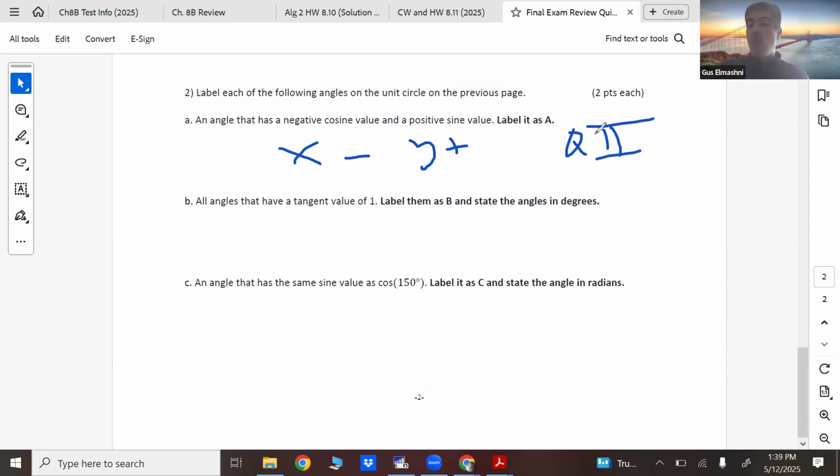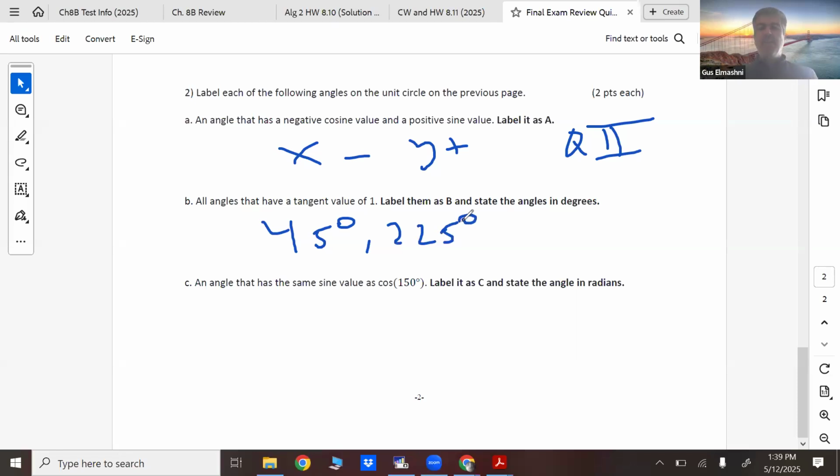Tangent value of 1. That's going to be in two places. It's going to be in the first and third quadrants. Sorry, I mixed it up. 45 and 225 degrees. Okay.